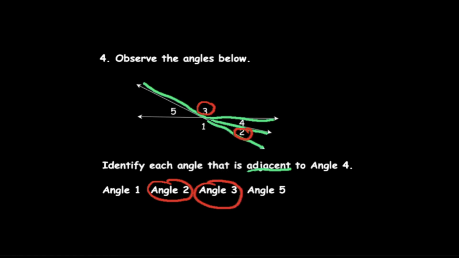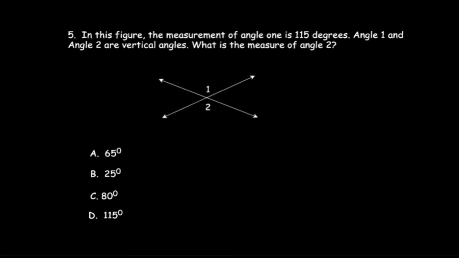All right, so let's move on to question number 5. It says, in this figure, the measurement of angle 1 is 115 degrees. Angle 1 and angle 2 are vertical angles. What is the measure of angle 2? Here we are told that angle 1 is equal to 115 degrees. Let's label that. Let me outline that a little bit better. So angle 1 is 115 degrees. That's what we're told. Then it says angle 1 and angle 2 are vertical angles.